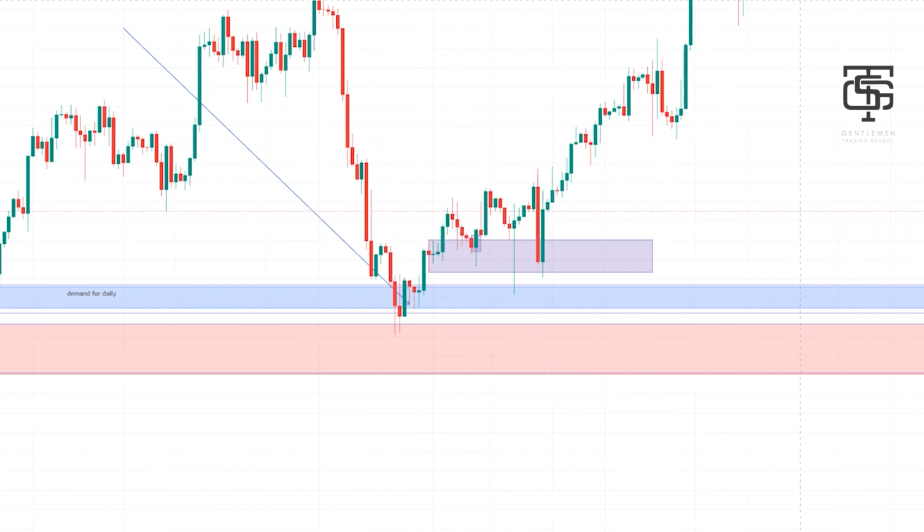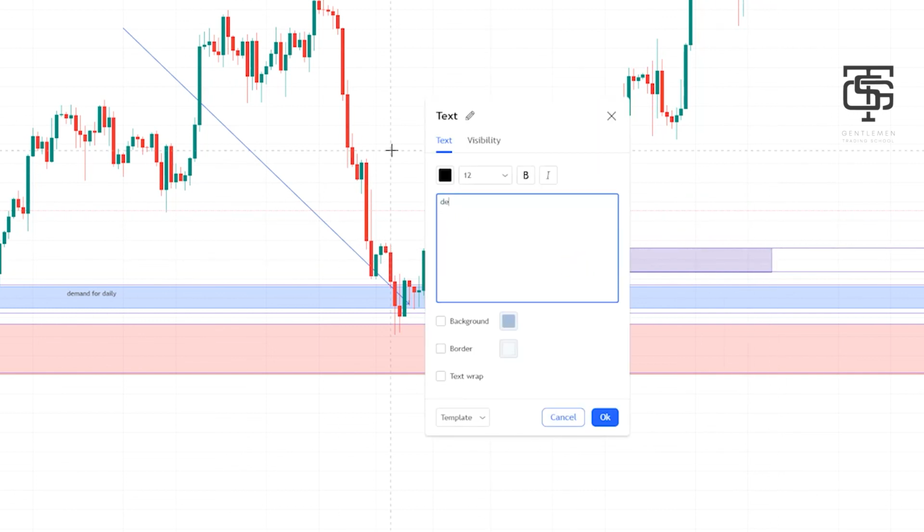So remember, we're going to make the zone smaller. We're going to mark the low of the first engulfing, and the opening of engulfing number 2. So as you can see, we have made the zone smaller again, and we're going to mark this as the demand zone for H4, right?